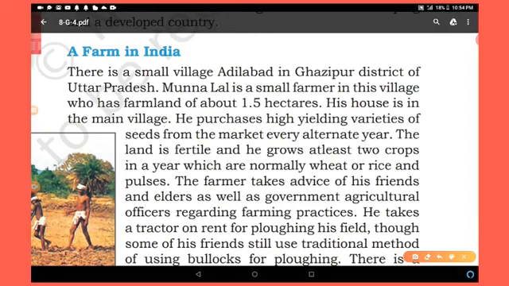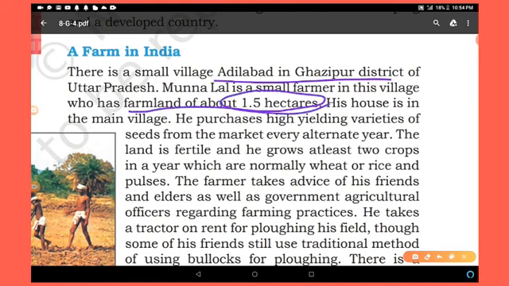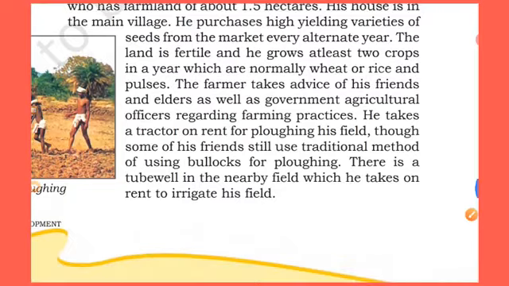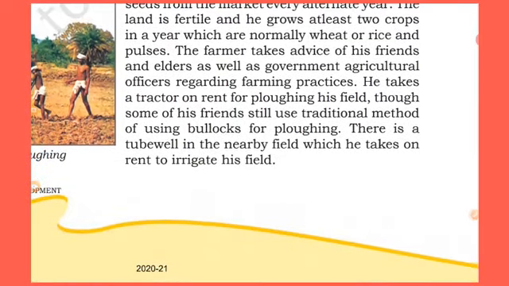Let's start. There is a small village Adilabad in Gazipur district of UP. Munna Lal is a small farmer in this village who has farmland of about 1.5 hectares. Here, this is the farmhouse. His house is in the main village. He purchases high yielding varieties of seeds from the market every alternate year. The land is fertile and he grows at least 2 crops in a year, which are normally wheat or rice and pulses. The farmer takes advice of his friends and elders as well as government agricultural officers regarding farming practices.